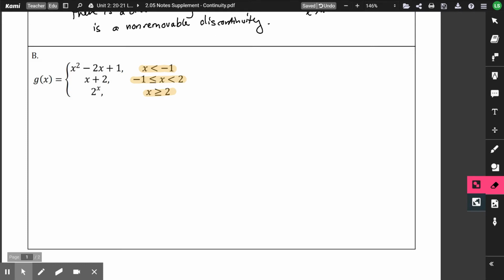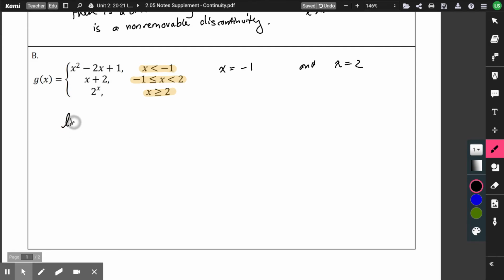So we're really just going to focus on the places where we transition between each piece, mainly x is equal to -1 and also x is equal to 2. So we want to check that the 3 conditions for continuity apply at each one of these points. So we'll start with x equals -1, and we're going to check to see what the limit as x approaches -1 of our function g of x is going to be.